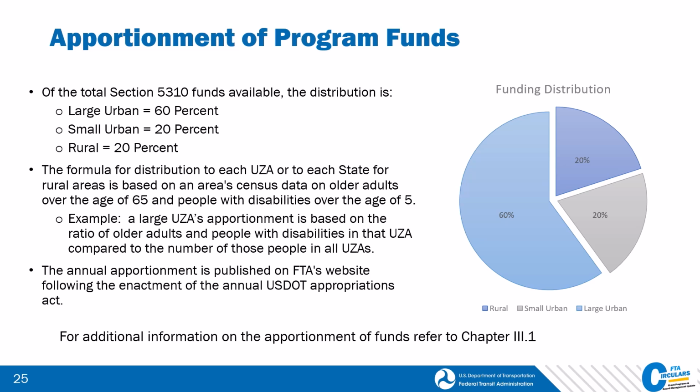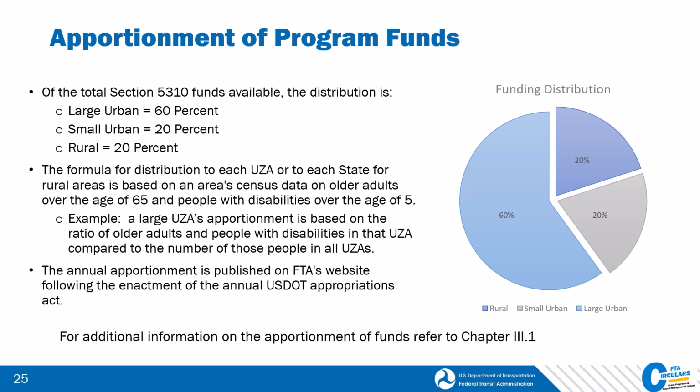Of the total Section 5310 funds available, 60% of funds are apportioned to large urban areas, while the small urban and rural areas each receive 20% of the funding. This distribution is based on an area's census data on older adults over the age of 65 and people with disabilities over the age of 5. For example, a large UZA's apportionment is based on the ratio of older adults and people with disabilities in that UZA compared to the number of people in all UZAs.